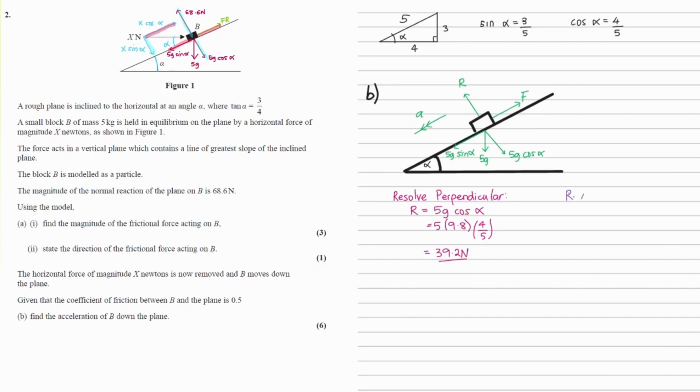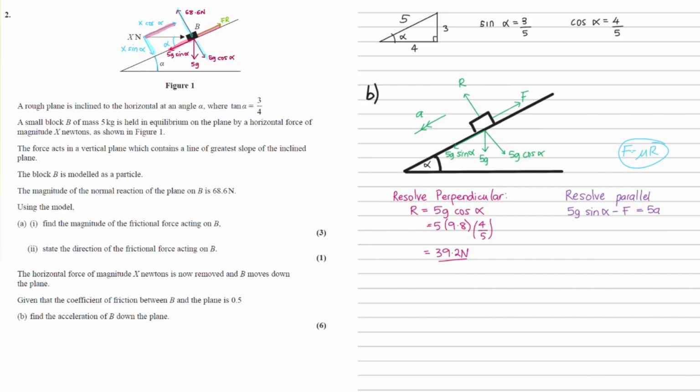We can now resolve the forces parallel to the plane. And because this particle is moving, we will use the formula force is equal to mass times acceleration. So to find the resultant force, we will say 5g sine alpha minus the frictional force is equal to the mass, which is 5, times the acceleration. We've also been told that the coefficient of friction is 0.5, and we know that F is equal to the coefficient of friction times R. So we can now replace our F with mu R.